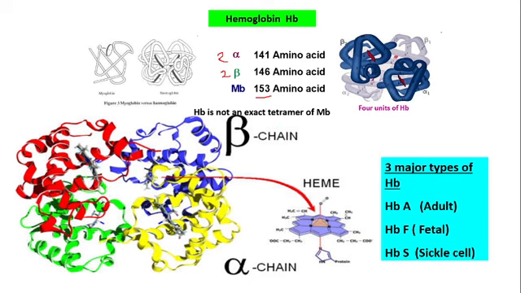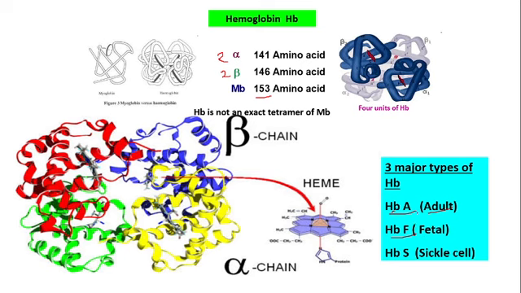Okay, here mainly the hemoglobin has 3 types. First, that is called hemoglobin A, which is present in the adult. Okay, and the second type is called hemoglobin F. Okay, that is called fetal hemoglobin. That means this is present in a fetus.